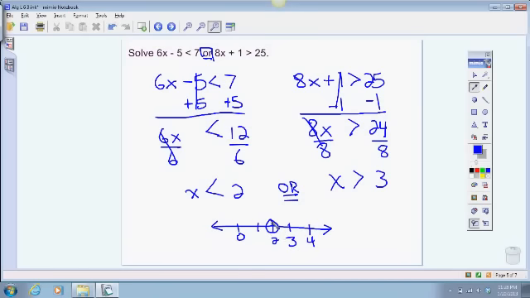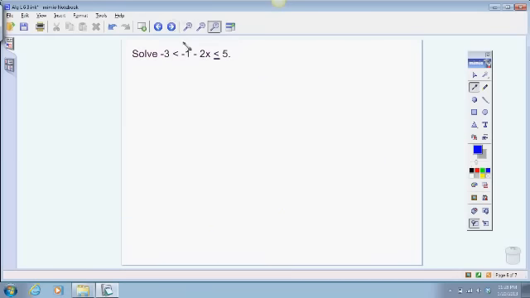We're talking either the values less than 2 or the values greater than 3. Very close to each other, but still not the same. So don't forget to write the word "or" in. Okay, but otherwise you're solving inequalities just like you already know how. Let's look at one more example.